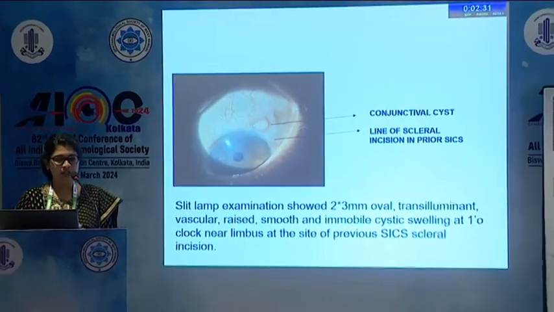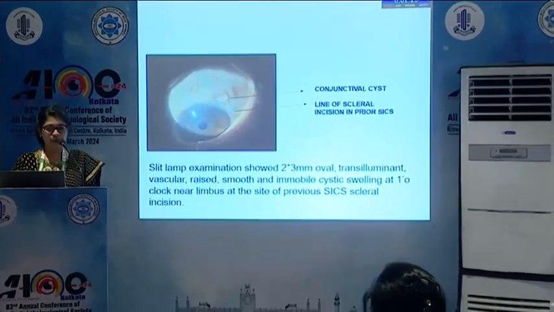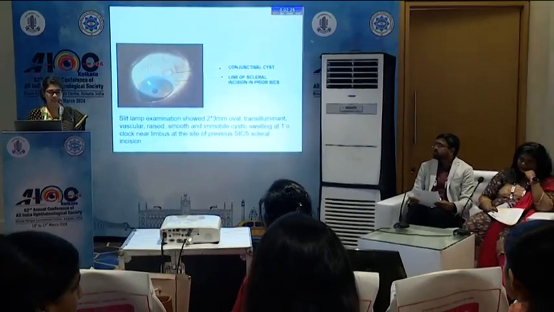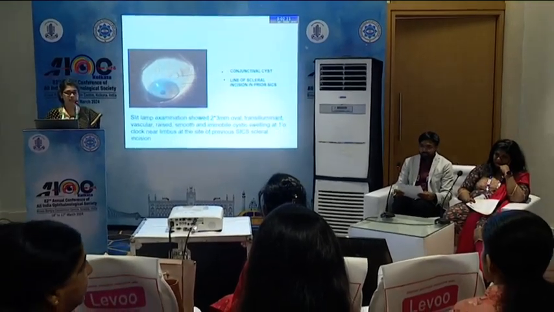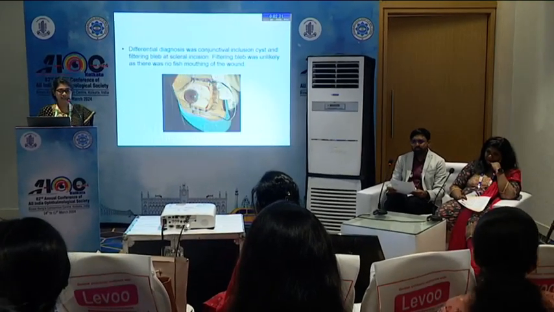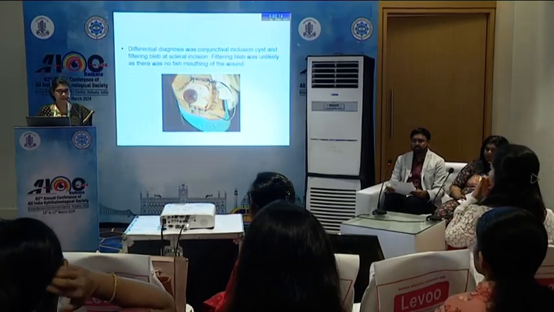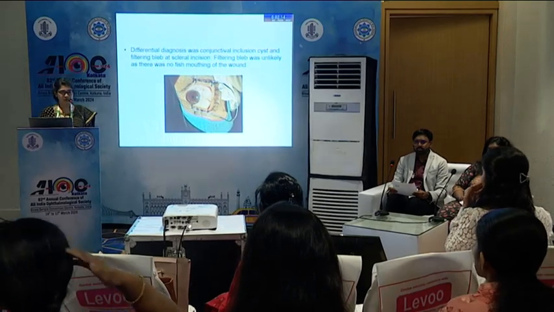On examination, there is a 2 by 3 millimeter oval, transilluminant, vascular, smooth and raised, immobile cystic swelling at 1 o'clock position near the limbus, exactly on the site of the previous SICS tunnel. Differential diagnosis was a filtering bleb at that scleral incision. There was no fish mouthing of the wound on gonioscopy.